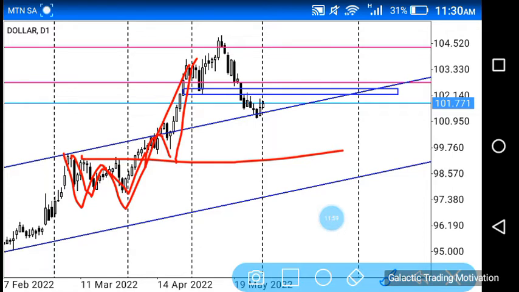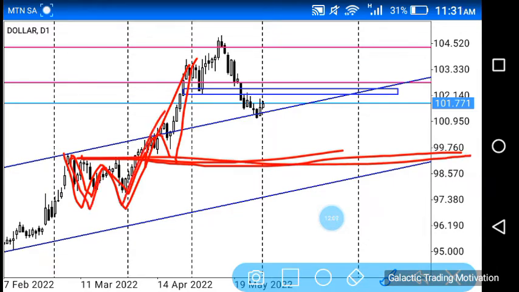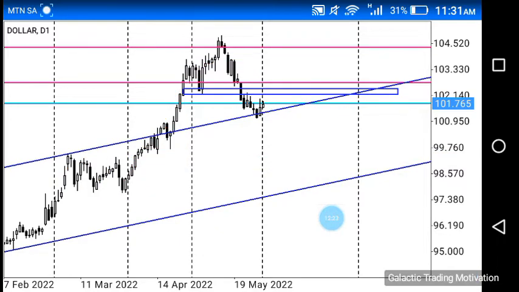Nonetheless, we need to remember that there's a very strong area of support at this level because it is the neckline of this W structure. And we saw price bouncing there and then also bouncing here a few times. So we might see a third bounce at this point where price comes back to retest this area and then maybe push up again. So we just need to keep that in the back of our minds.